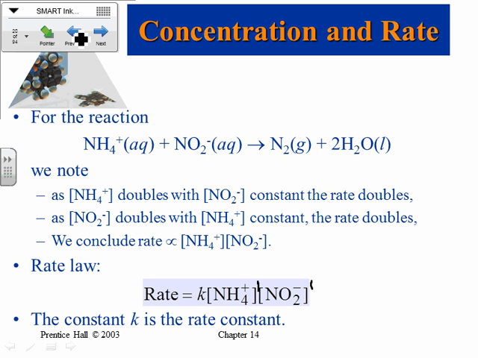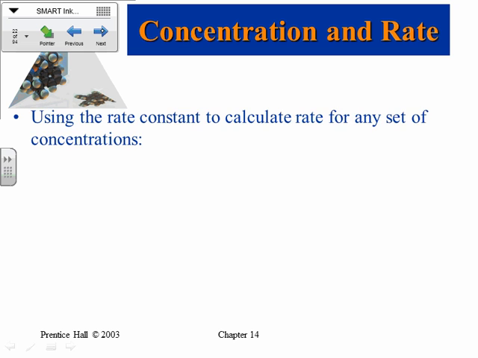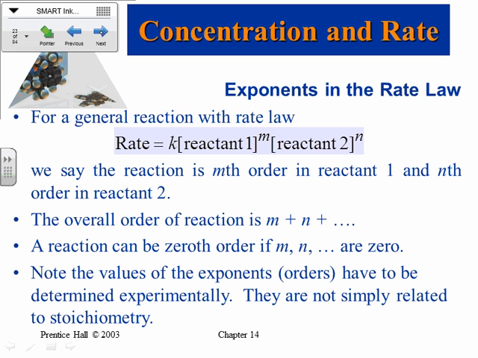Okay? And what that is telling us is if we double the concentration of NH4 plus, we double the rate of the reaction. Okay? If we double the concentration of NO2 minus, we double the rate of the reaction. So essentially, whatever we do to the concentration of that species, that's going to be what happens to the rate of the reaction as well. If we triple it, reaction rate triples.